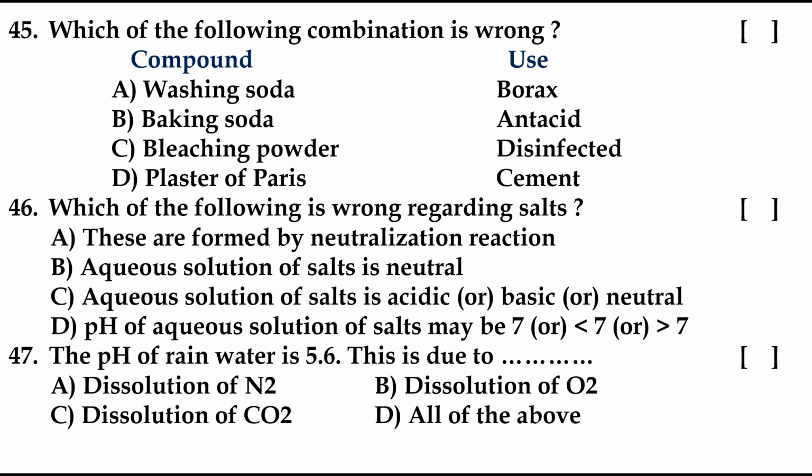45. Which of the following combination is wrong? Compound and use. A. Washing soda used as borax, baking soda antacid, bleaching powder disinfectant, plaster of Paris cement. Answer is D. Plaster of Paris uses cement. Wrong.